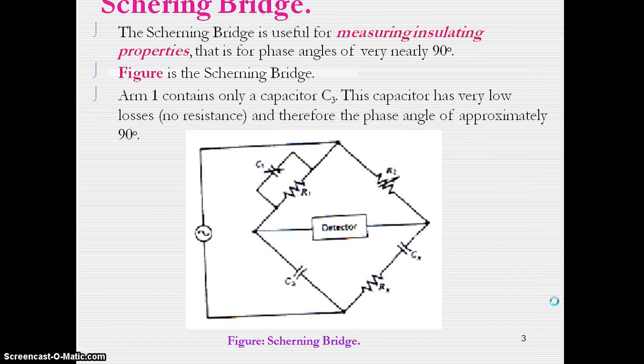Then the Schering bridge is useful for measuring insulating properties, that is, for a phase angle very nearly equal to 90 degrees. The figure of the Schering bridge is shown. R1 contains only capacitor C3. This capacitor has very low losses and no resistance, and therefore the phase angle is approximately 90 degrees.